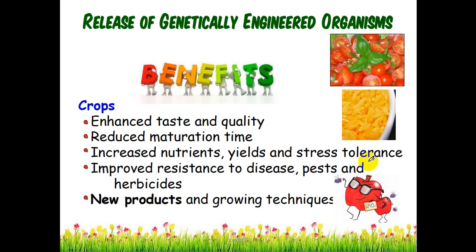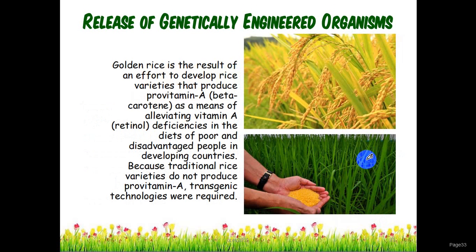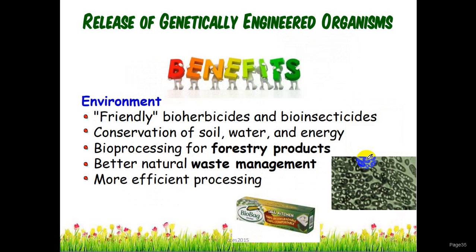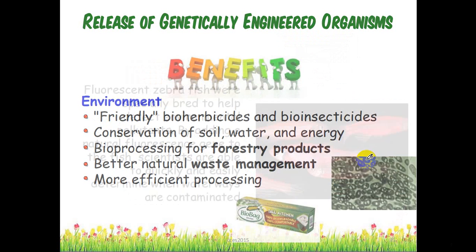Increased nutrients, yields and stress tolerance. This is also a part of our genetically engineered organisms, that resistance is produced and diseases are reduced and pests and herbicides are avoided. So for that, new products and growing techniques. A good example is golden rice, the result of an effort to develop rice varieties that produce vitamin A, beta-carotene, and you can go through it. Animal breeds for eggs and meat are good examples. Environmentally friendly tools like bioherbicides, bioinsecticides, forestry, waste management. This is all done with the help of genetically engineered organisms.